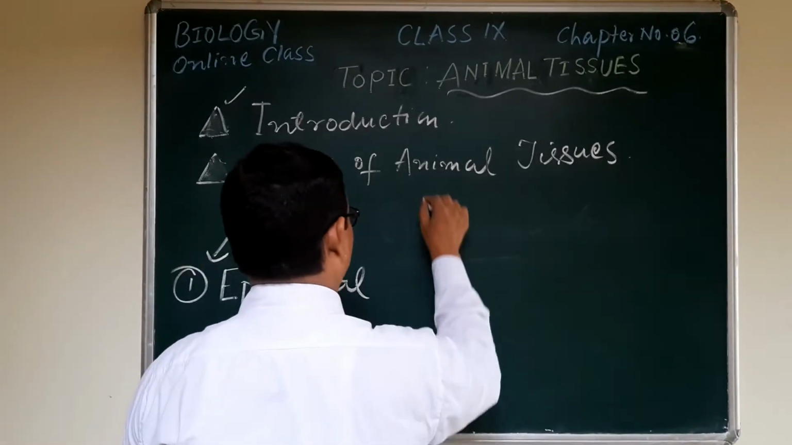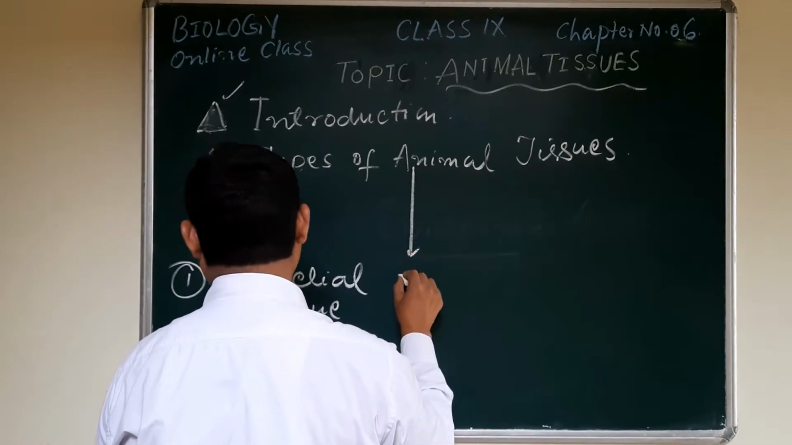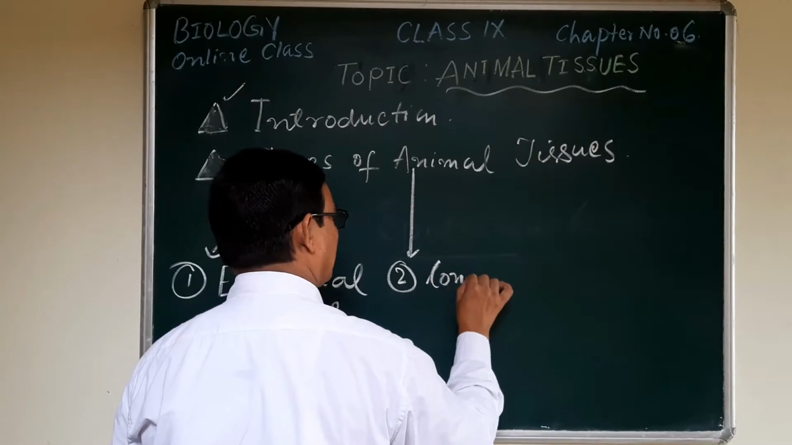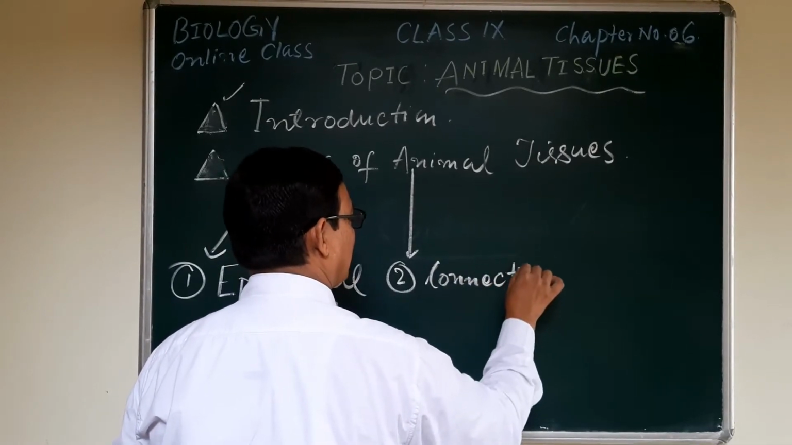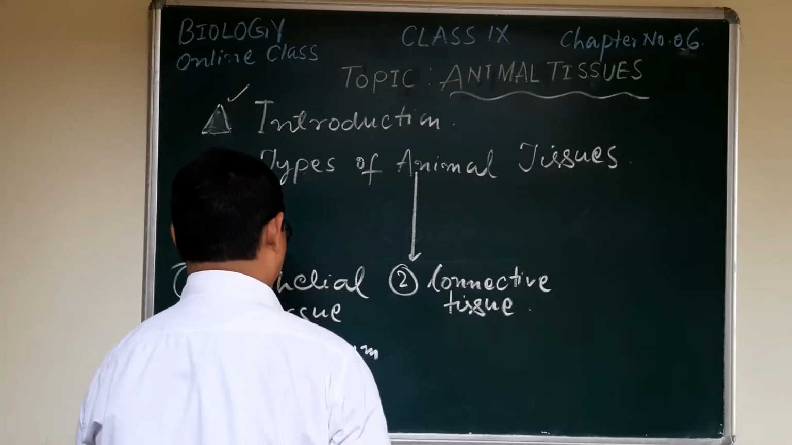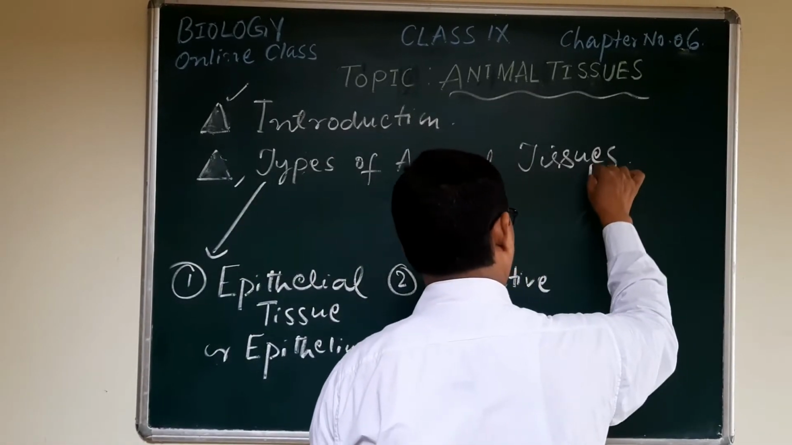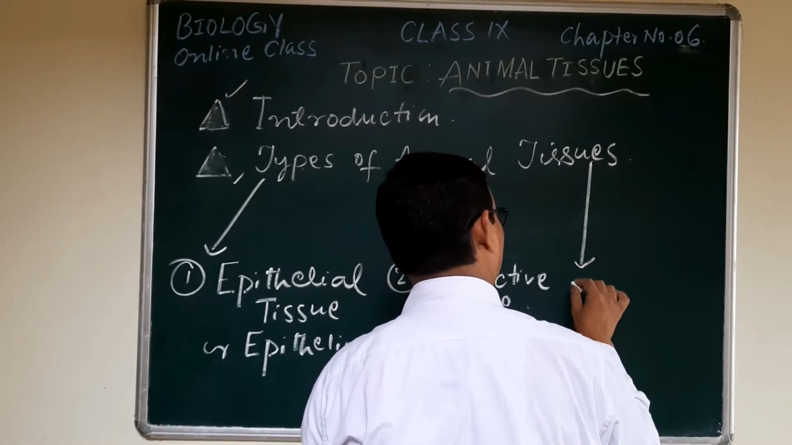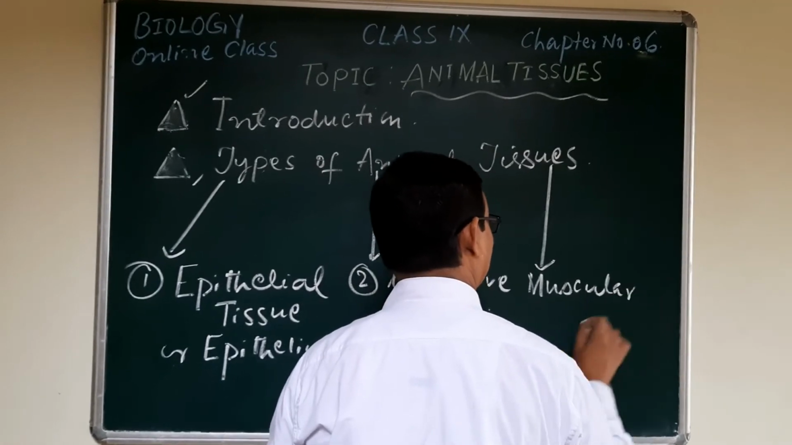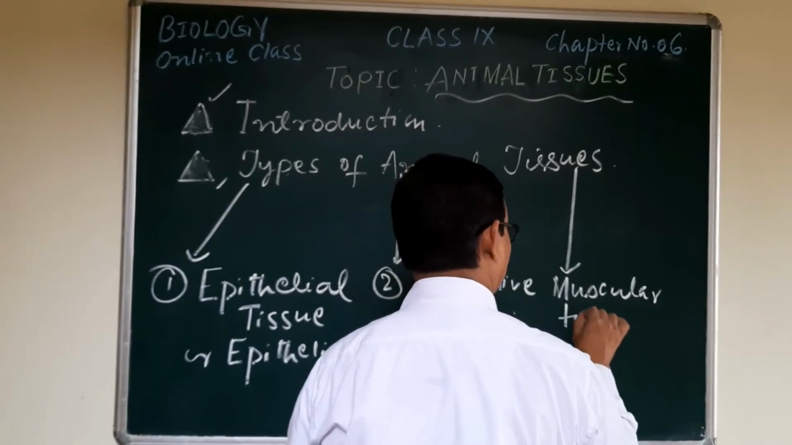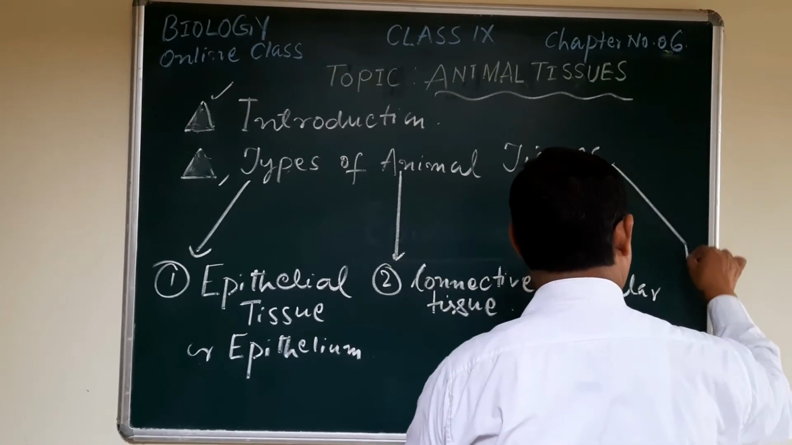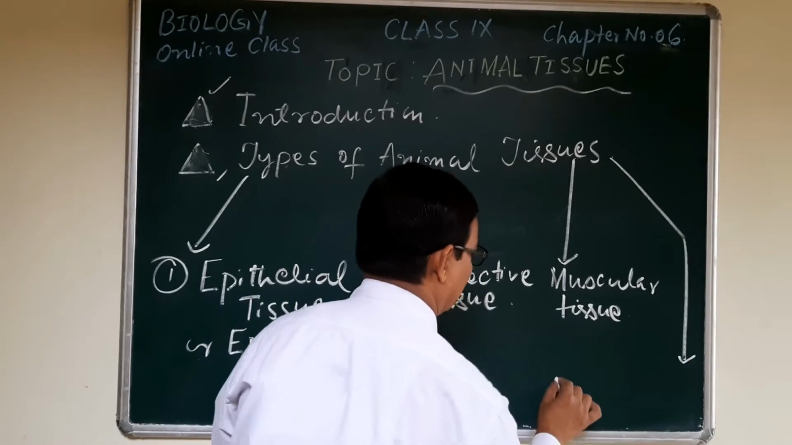The second important type of animal tissue is the connective tissue. And the third important type of tissue is the muscular tissue. And the fourth one is the nervous tissue.